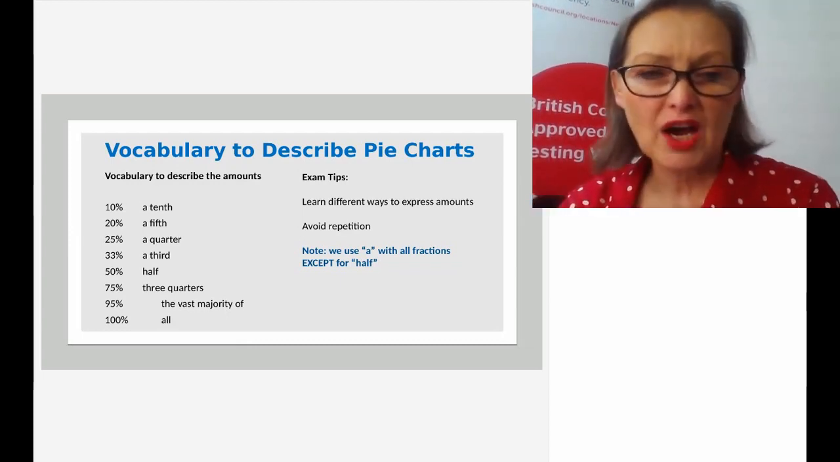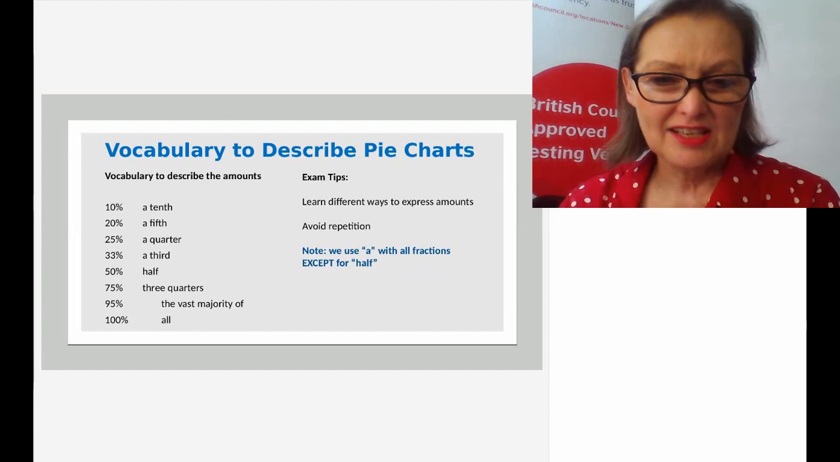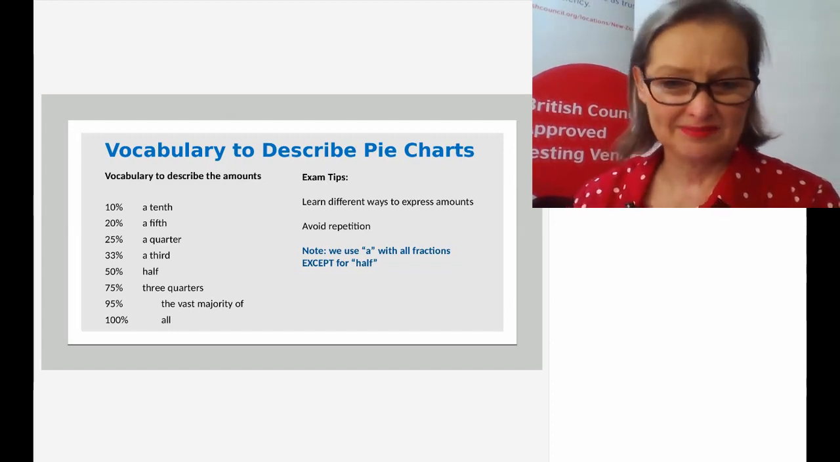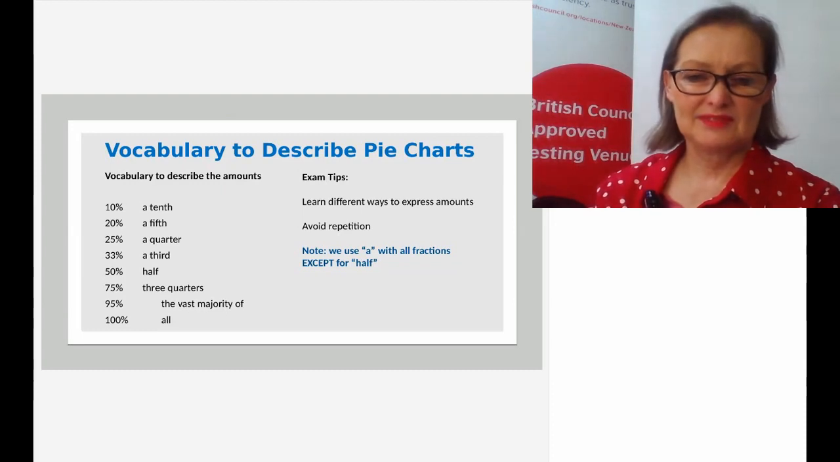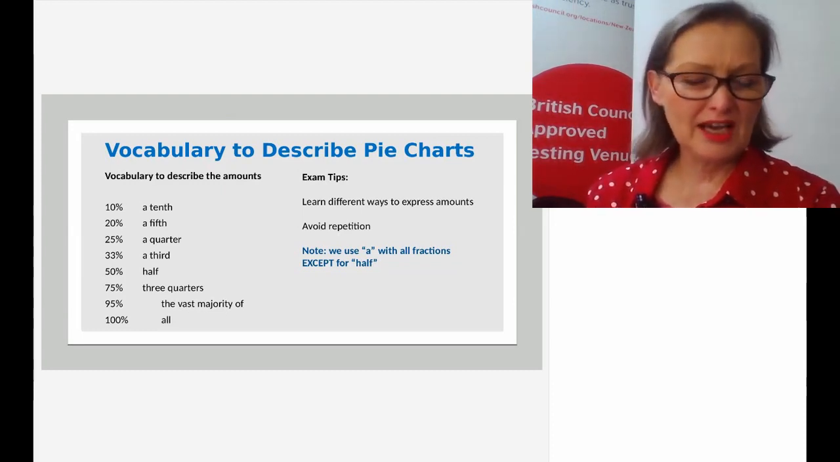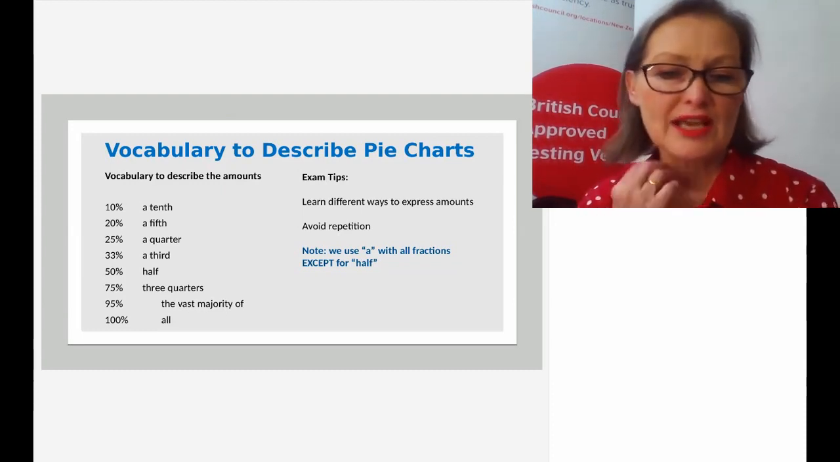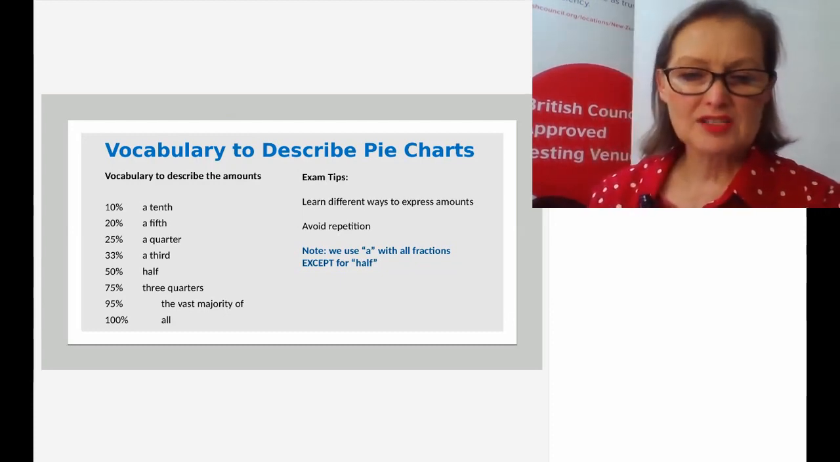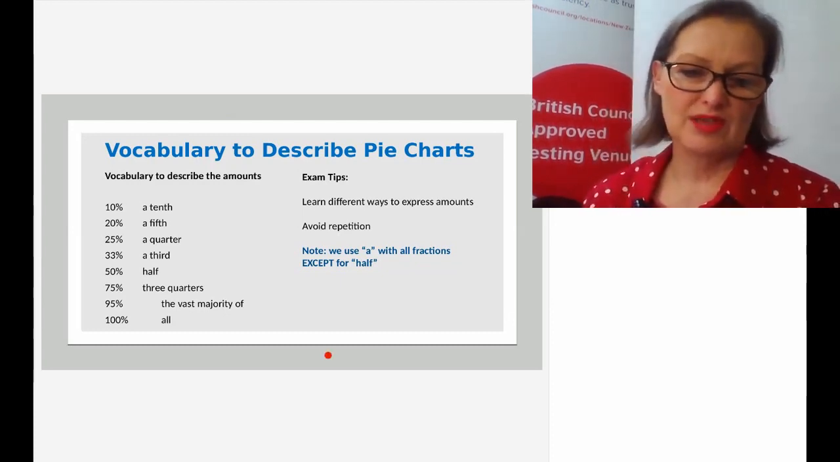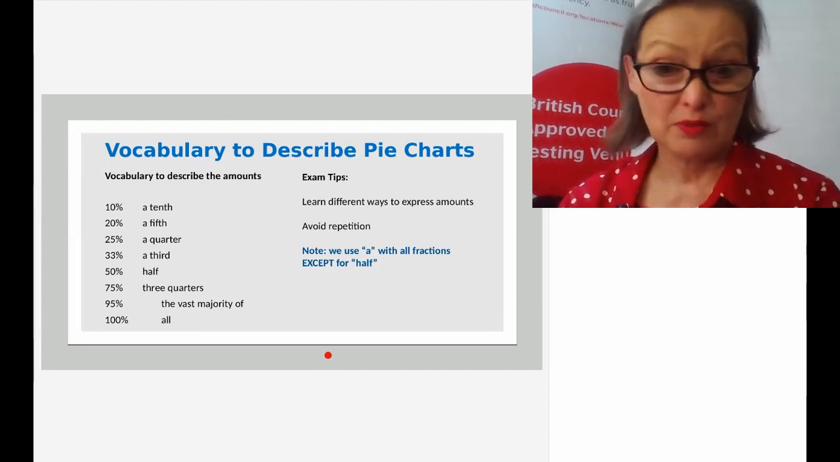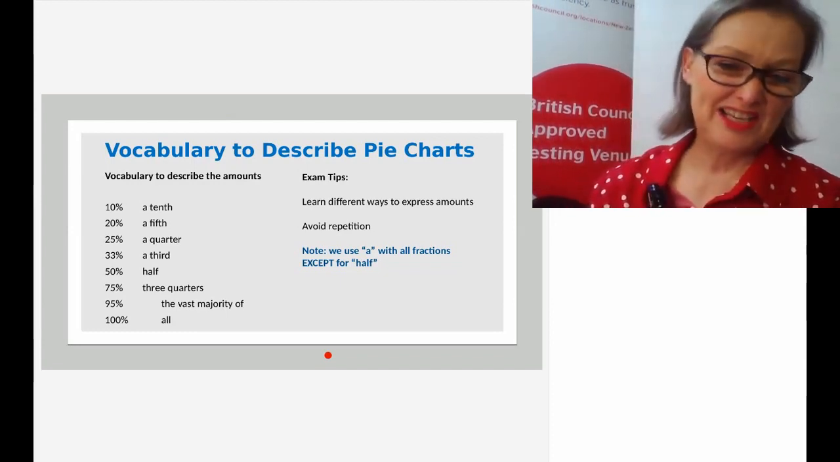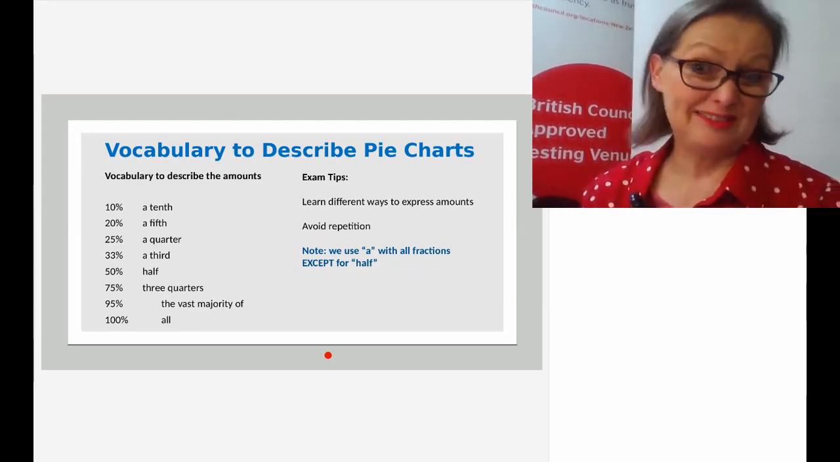So here's my finer points of accuracy, especially if I want to get that 7. If we're talking about 90 or 95%, we can use language like the vast majority of, and of course 100% is all or everyone, but it's very unlikely that you'll get a graph with everyone.